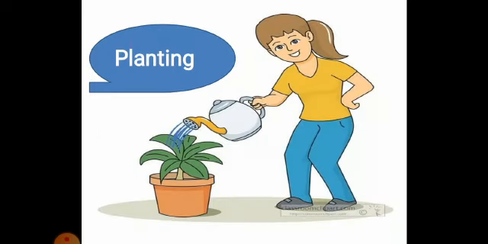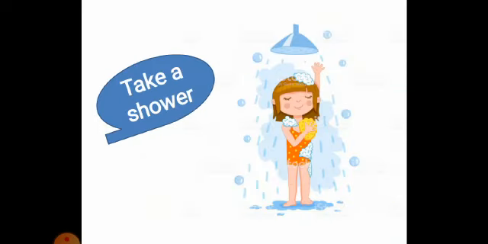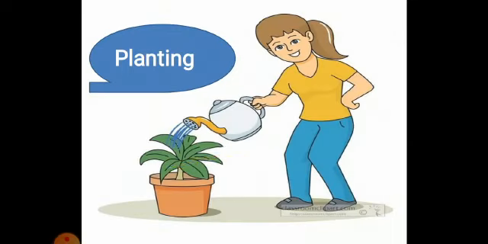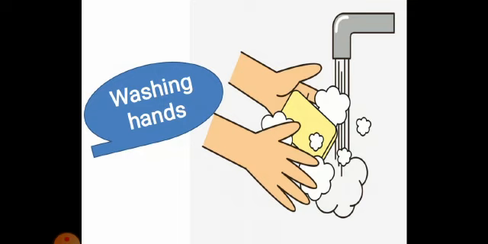Drinking, planting, washing clothes. Number 4, take a shower to get fresh. You should clean your body. So, we use water for drinking, planting, washing clothes, taking a shower. And the last one is washing hands. And of course, you know that nowadays you should wash your hands a lot and a lot. And do you remember our song about washing hands? We said, soap and water, wash your hands with soap and water. So, you should wash your hands with soap and water.